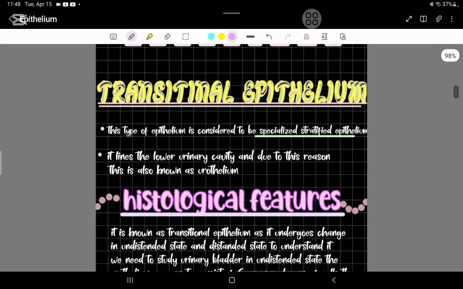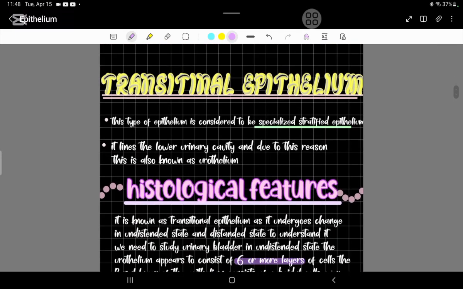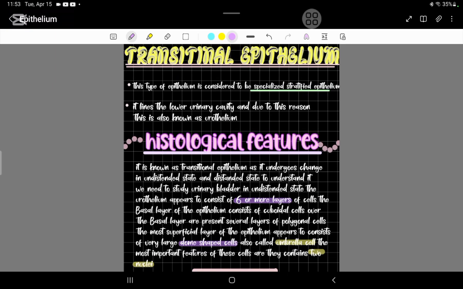Now coming to our most special epithelium, that is transitional epithelium. That's the most loved epithelium. So coming back to our chief guest, transitional epithelium, also known as urothelium, is the most important type of epithelium. You can say its most asked questions in the MCQs or BCQs come from transitional epithelium. It's a specialized type of stratified epithelium.